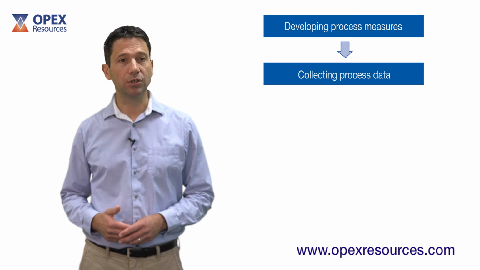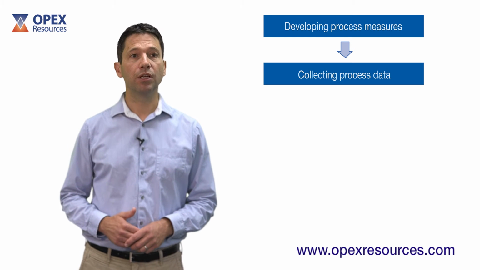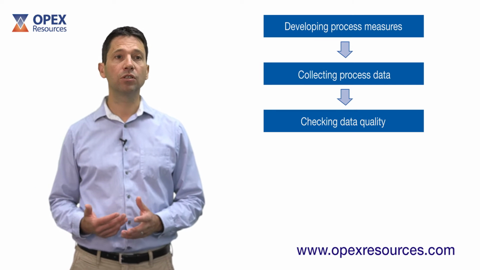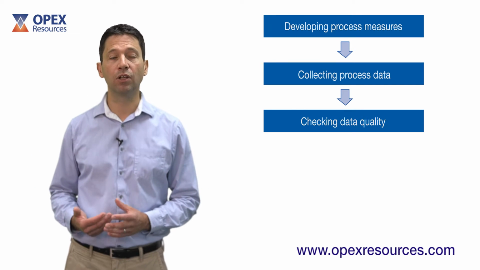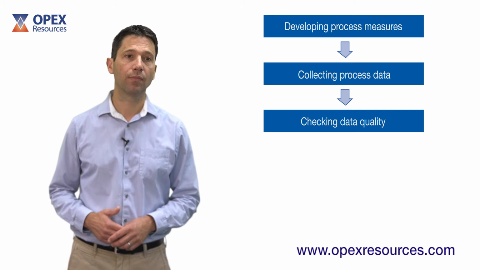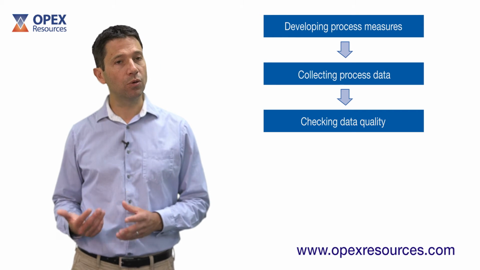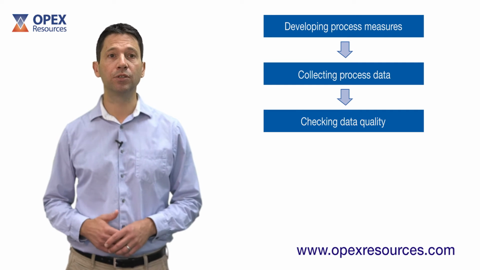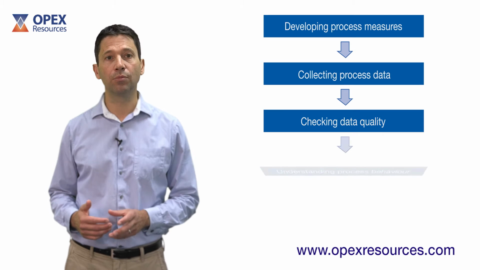Having collected some process data, the third step is about checking the data quality. In other words, we are trying to check that the data we have collected is reliable and that it represents what we think it does. So now that we have some good quality data, we can start to take an initial look at it in the fourth step of measure, which is all about understanding process behaviour.